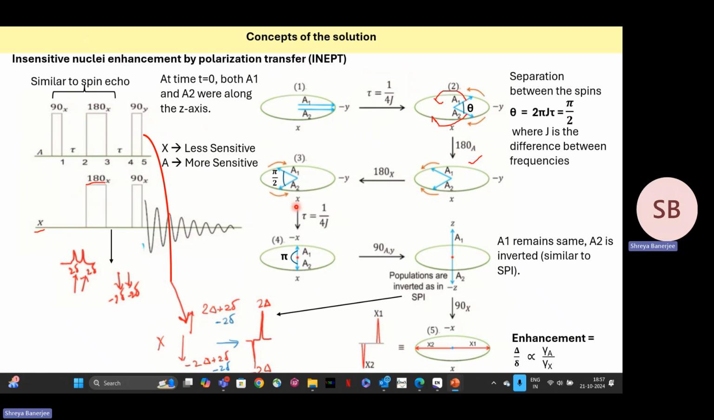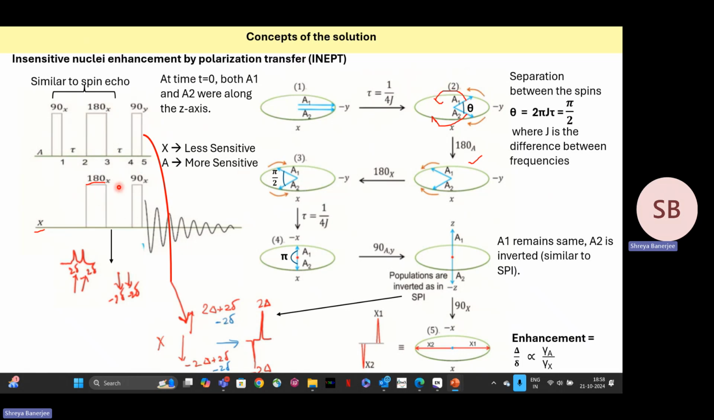So a 180-degree pulse is also applied on X simultaneously, but this will not affect the magnitude of the A spins, though the direction of the A spin is changing. You can see that before the 180x was applied, A1 was traveling in this direction. Now A1 is inverted. And initially A2 was traveling in this direction. Now A2 is inverted. So the 180 pulse applied on the A channel is moving the spins completely by 180 degrees.